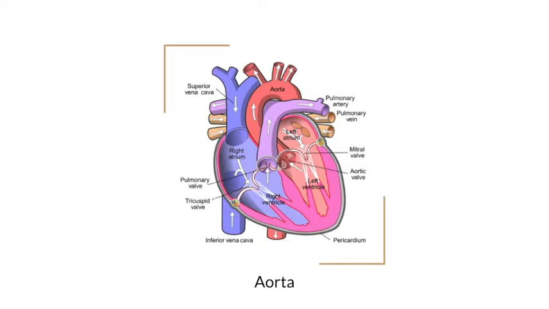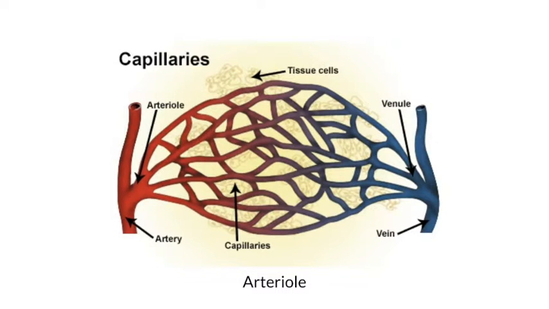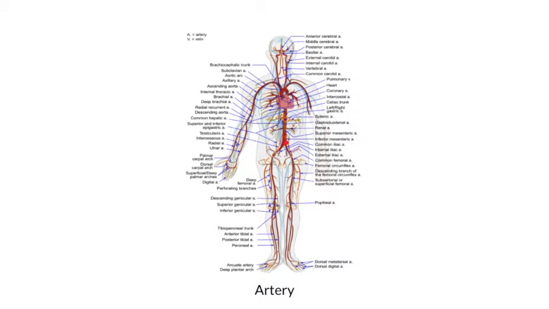Next is aorta, which is the largest artery in the body. It transports blood from the left ventricle to the rest of the body, helping with the systemic circulation. Arteriole. Arteriole is the smallest kind of artery in our body.